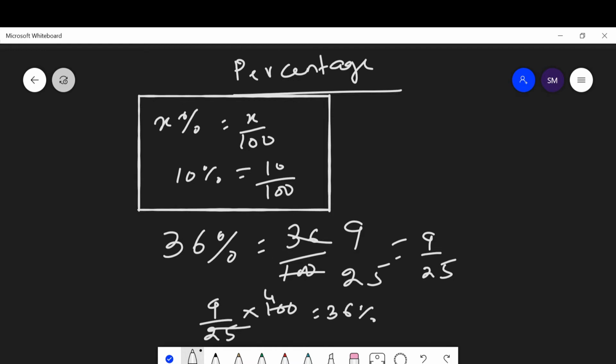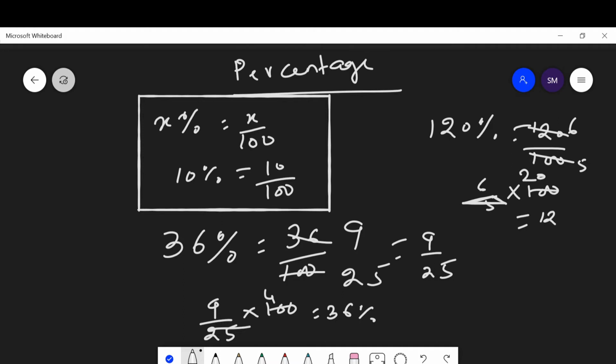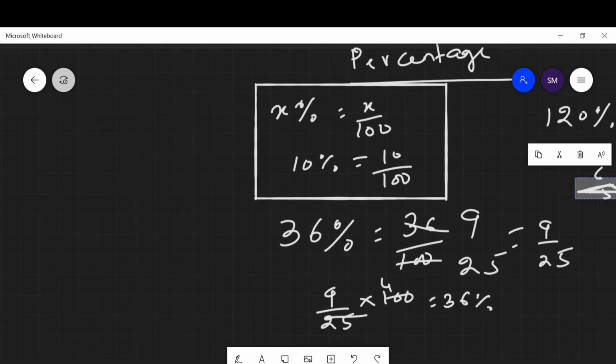Suppose a percentage is given and you have to convert it into a rational number. 120% means 120 upon 100, then convert it into its simplest form. This is 6 upon 5. When 6 upon 5, the rational number, is given and you are asked in the paper to convert it into percentage, then you simply multiply with 100, and you get 120%.